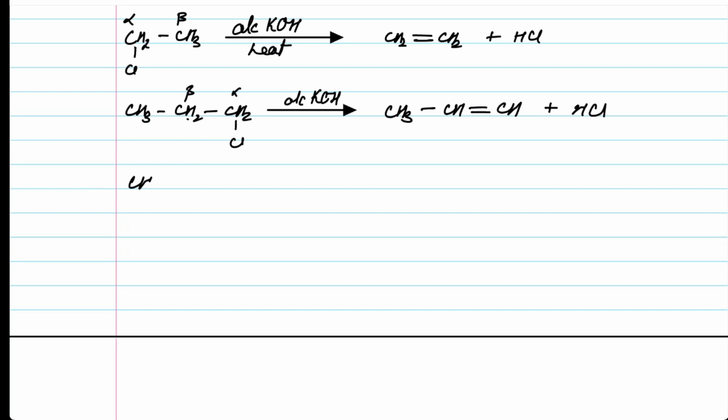Let's say we have a compound CH3, CH, CH3, and Cl. And again, we treat it with alcoholic KOH. We find that this is the alpha carbon and we have two beta carbons. So the hydrogen can be eliminated from any of these two carbons. What we find is, whichever side the hydrogen is eliminated from, we are going to get the same product.